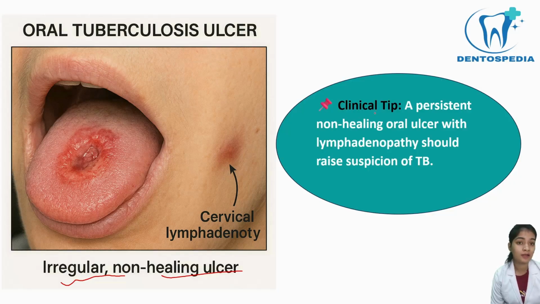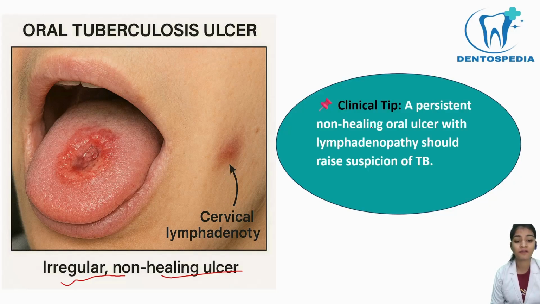Unlike syphilis, in which the ulcer is not painful, in tuberculosis the ulcer will be painful. Now there will be systemic symptoms as well, like weight loss, night sweats, fever or fatigue. So a persistent non-healing oral ulcer associated with cervical lymphadenopathy should always raise suspicion of tuberculosis. This is especially important when the ulcer does not respond to routine treatment and the patient has constitutional symptoms.